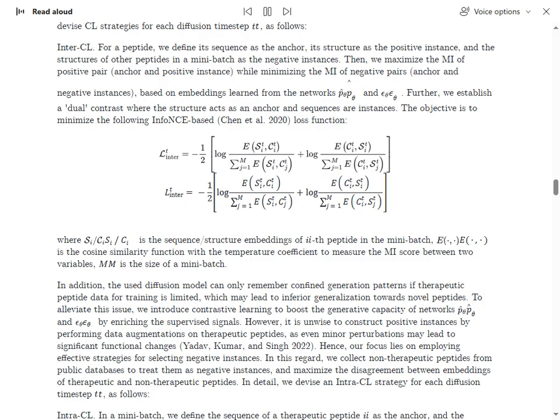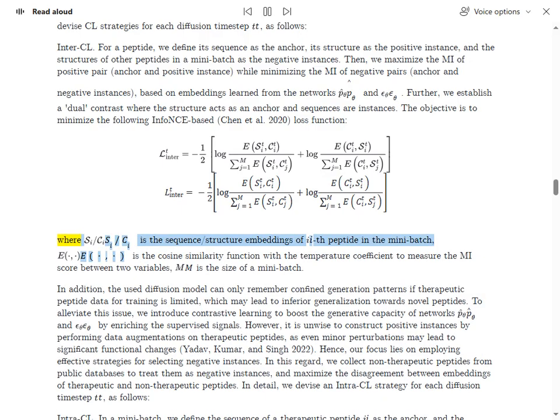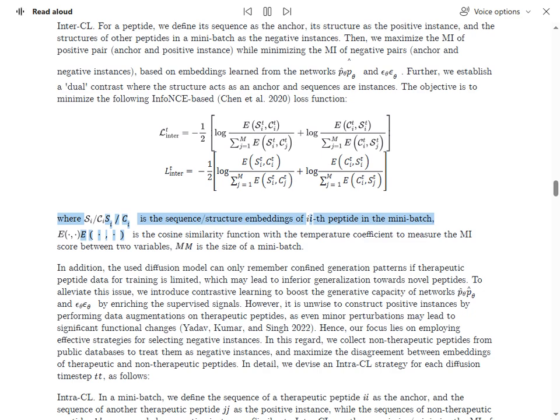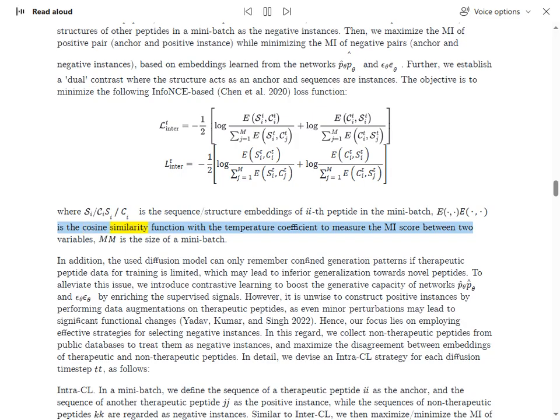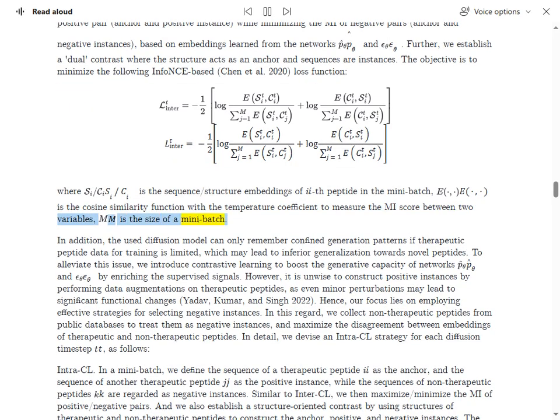The interclass loss at time t is the negative average of two log ratios, where S subscript I / C subscript I is the sequence / structure embeddings of the I-th peptide in the mini-batch, E is the cosine similarity function with the temperature coefficient to measure the MI score between two variables, and M is the size of a mini-batch.